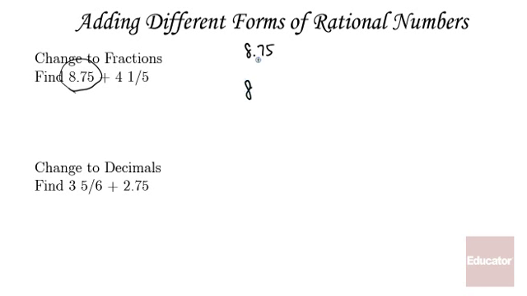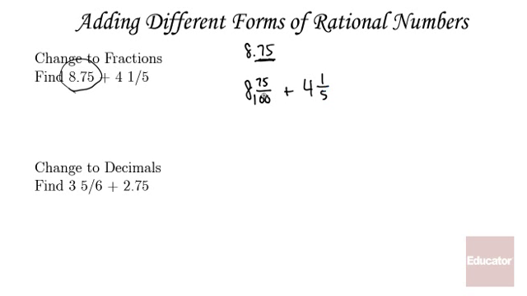And if you remember from the lesson how to change a decimal into a fraction, you're going to take the 75, put it over a fraction bar. You have 2 decimal places, so 2 zeros, put a 1 in front. So 2 decimal places represents hundredths, and so we have hundredths here. And you're going to be adding that with 4 and 1 over 5.